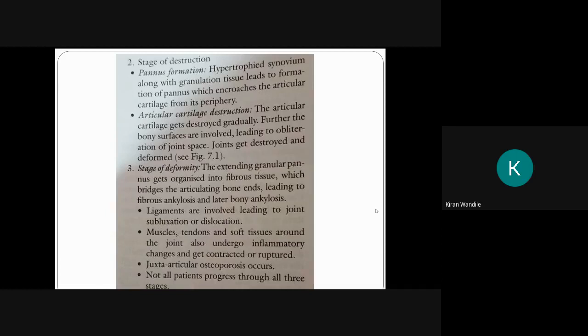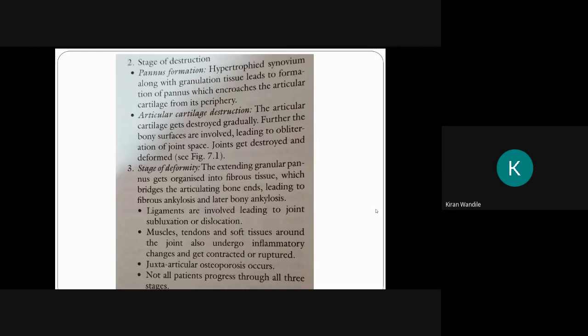Then there is articular cartilage destruction. The articular cartilage gets destroyed gradually. Further, the bony surfaces are involved. It leads to the obliteration of joint space. The joint gets destroyed and deformed. And finally, there is the stage of deformity.